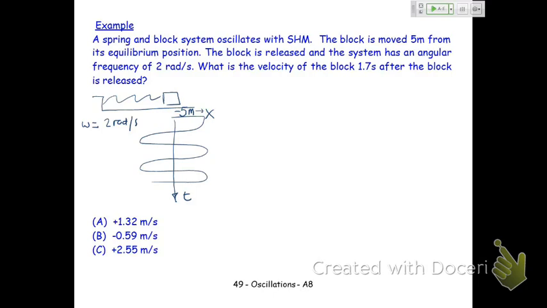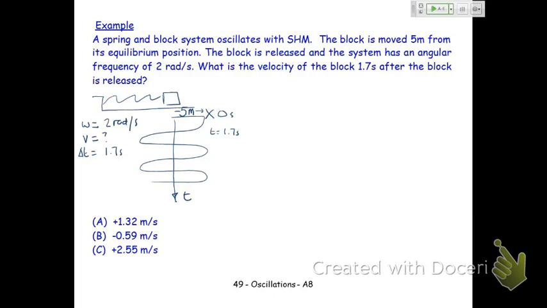And what is the velocity of the block? So I want my v, which I don't know yet, at delta t equals 1.7 seconds. Well, if I start my clock at 0 seconds, then this is my t equals 1.7 seconds. Okay. So I've made my list.